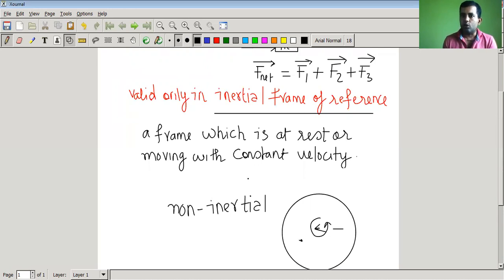Fine. Now, we have done the outline of this idea. We'll solve some questions in the next video regarding Newton's second law of motion.